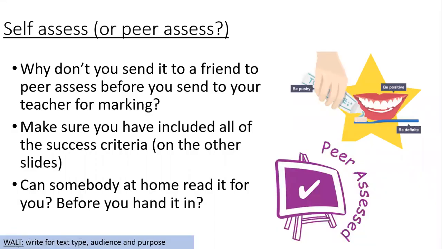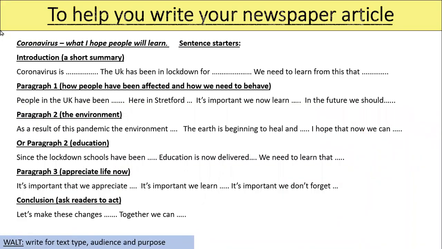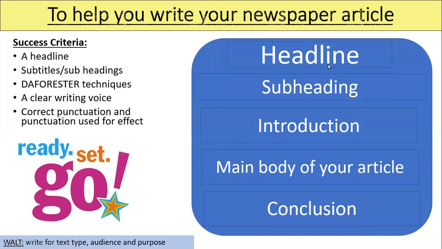Okay, so what I want you to do, I want you to use your sentence starters to write your paragraphs. Make sure that you've got a headline, a subheading, if you want, your paragraphs, and you've checked it all through. So you might want to send it to somebody else to get them to have a read of it before you send it in to your teacher. Check the success criteria and then send it through. So this is going to be marked by your English teacher. So make sure that you have used the sentence stems and you've also got a headline.